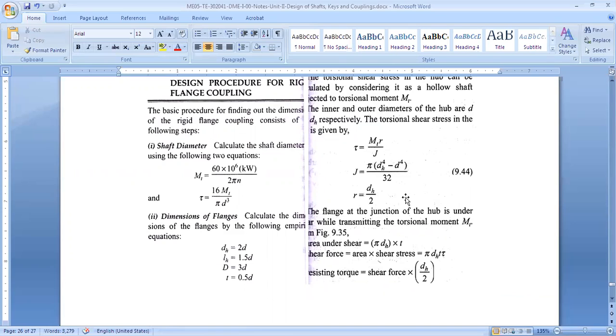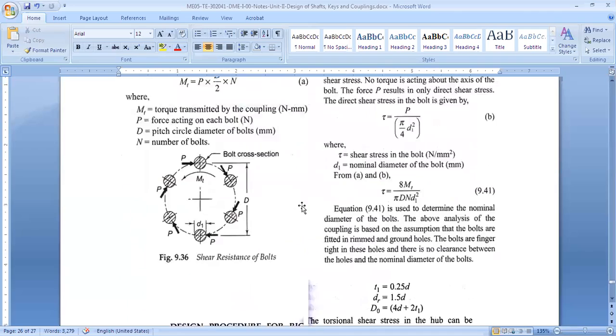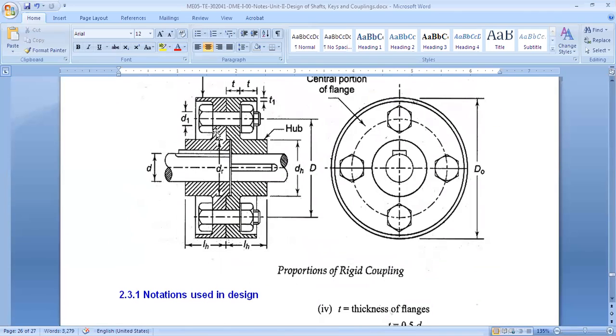So using this equation, because we know now all the dimensions, we'll make sure that the shear stress we are having in the flange is less than allowable shear stress, right? So first we have gone through the failure of the hub in torsional shear. Okay, now the next part which we'll see now, this part.